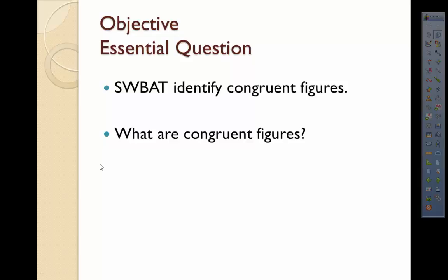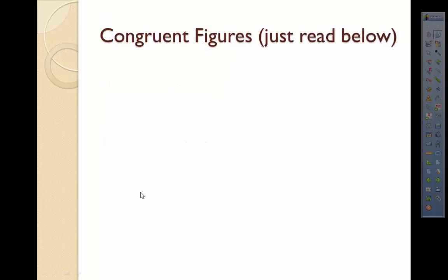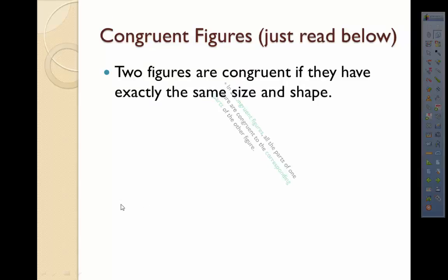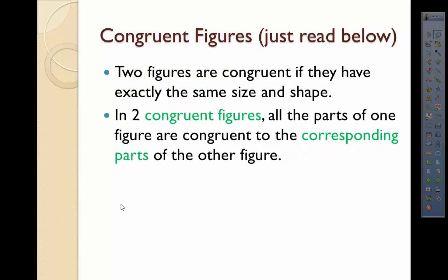And so what exactly do we mean when we say that figures are congruent? Alright, so we're going to read this together. Congruent figures. Two figures are congruent if they have exactly the same size and the same shape. Well, by the same size, we mean that they have congruent sides. And by the same shape, we mean they have the same angles. So, what it means here, the second point here, in two congruent figures, all the parts of one figure are congruent to the corresponding parts of the other figure.